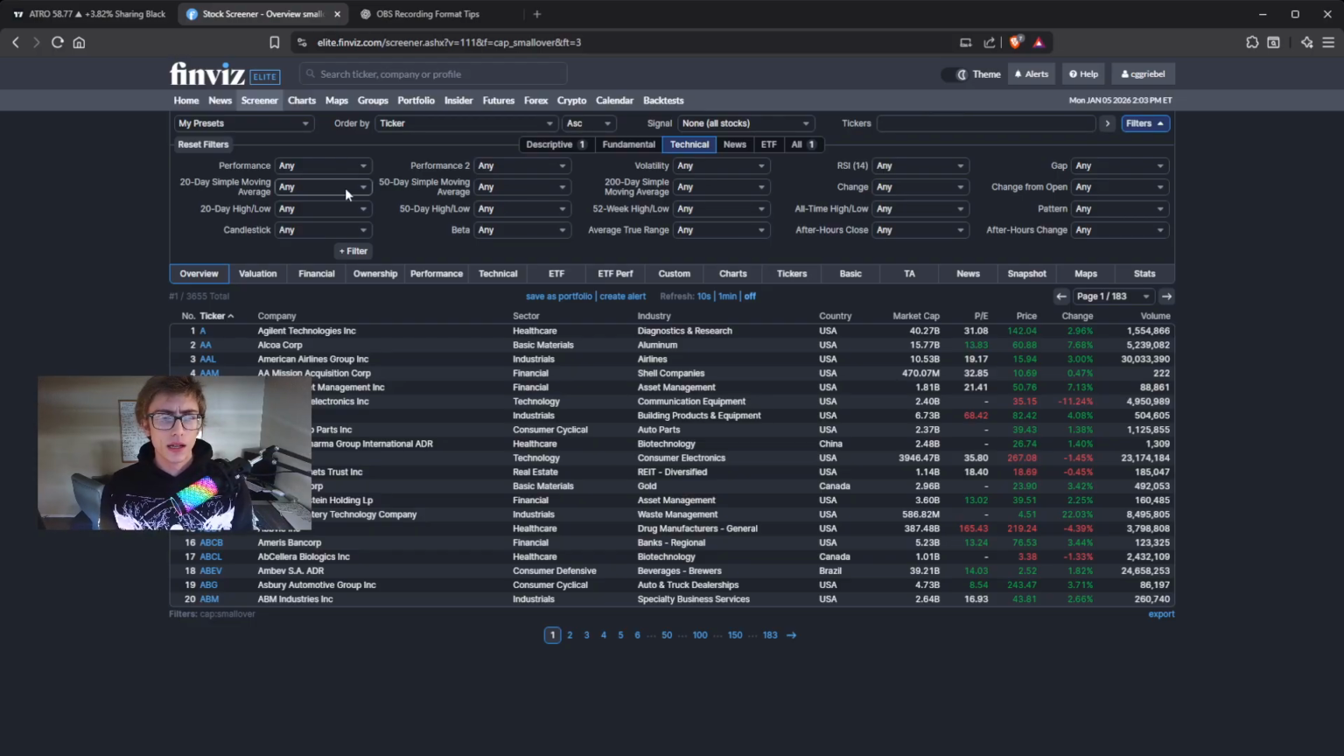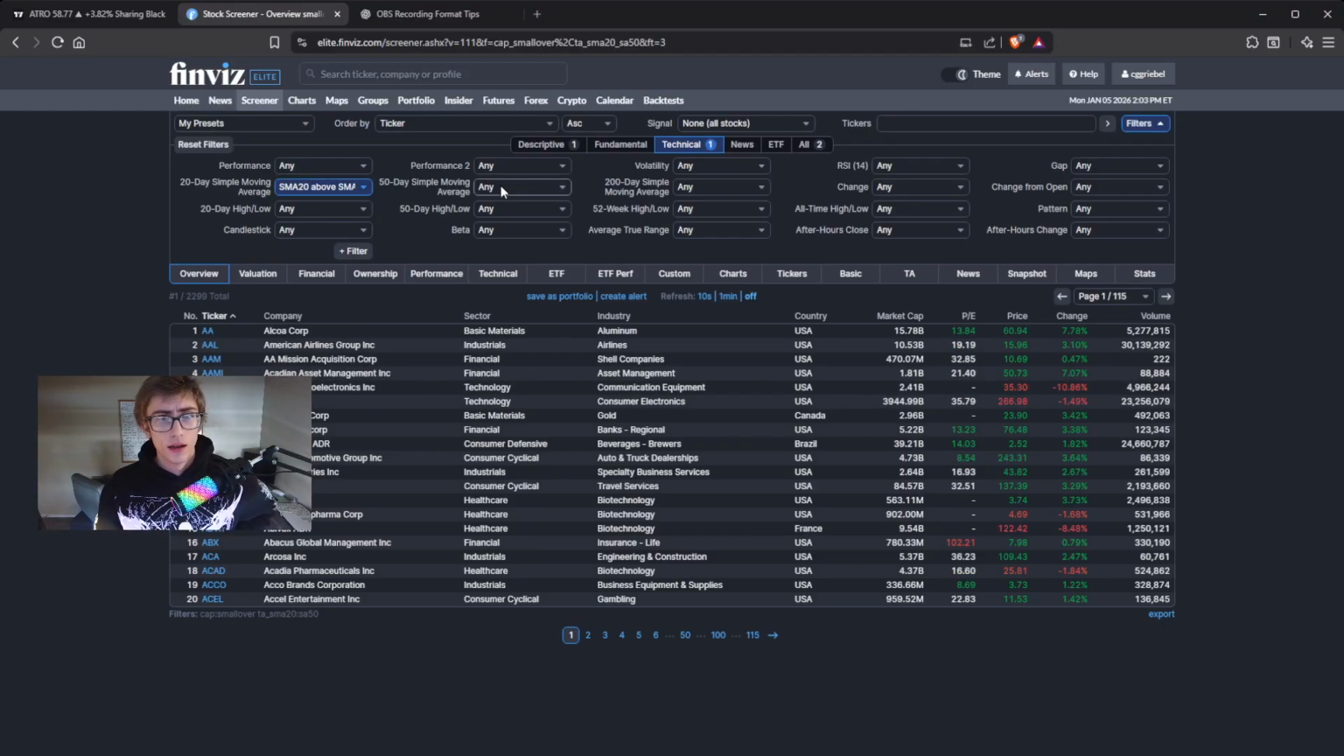So to create a format for an uptrend, here's what you're going to do. I'll start with the 20 days moving average, simple moving average. We'll just call it the 20-day. And what I'm going to do is I'm going to scroll down, I'm going to put SMA 20 above the SMA 50, which basically is just ensuring short-term uptrend, like we were saying. And then for the 50-day, I'm going to do price above SMA 50.